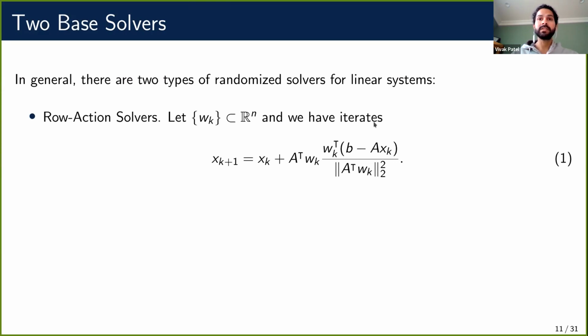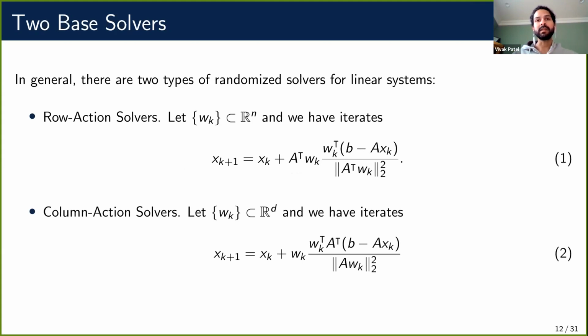Now, you've seen this before. Typically this product between w_k and A, or w_k and the residual, is extremely inexpensive to compute, such as in the Kaczmarz method, right? Typically we might just be selecting one row at a time, but all of that falls into this row action solver framework.